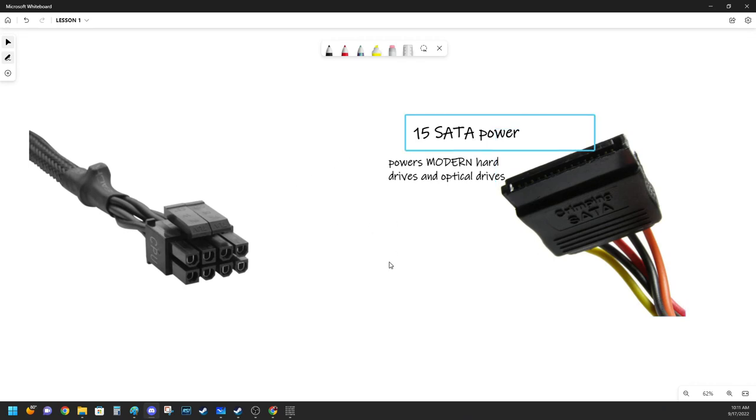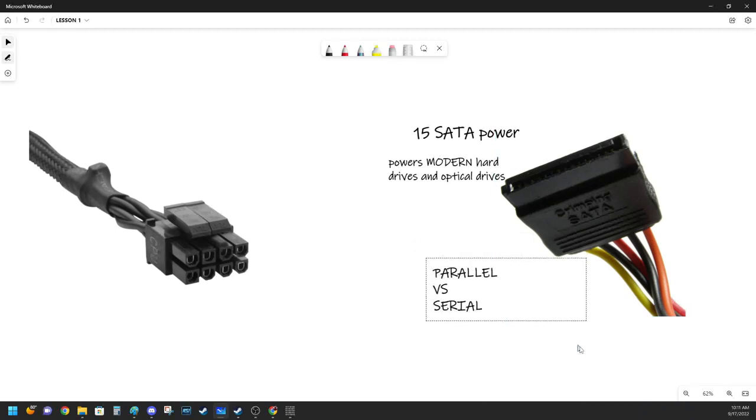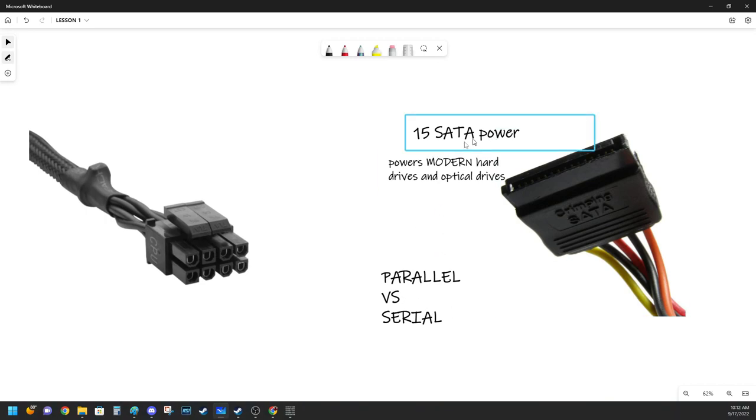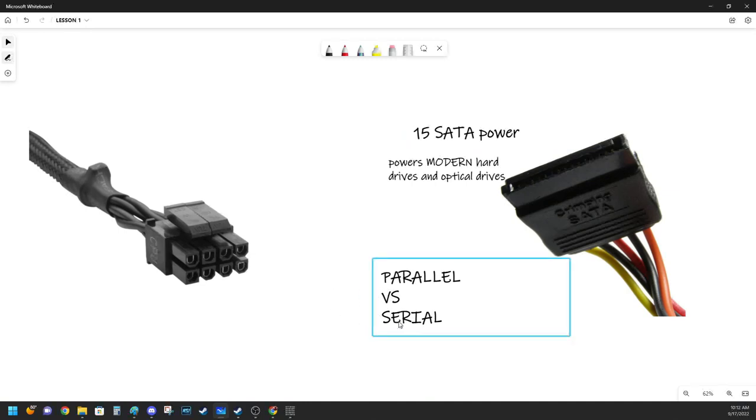15 pins say the power, modern hard drives and optical drives. By the way, this term SATA, serial advanced technology attachment, not that you have to know that, but it brings up some kind of verbiage tricks to the CompTIA exams. I think we've all heard of these terms, parallel versus serial, like descriptions in general. And you will see these terms kind of projectile vomited all over the IT world. But we've already mentioned PATA drives versus SATA drives. Old PATA versus new SATA.